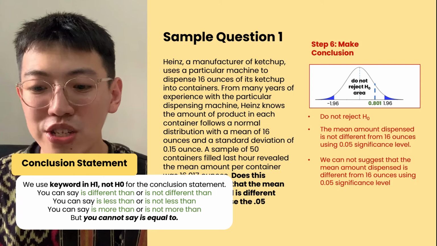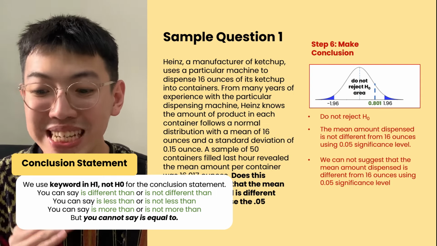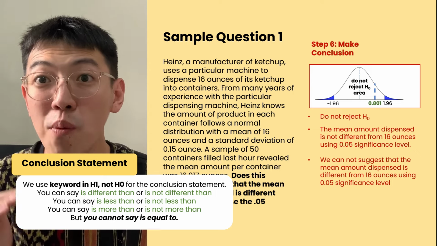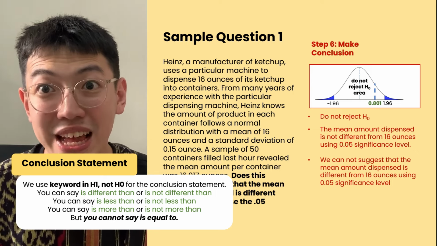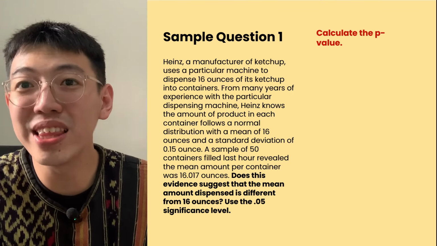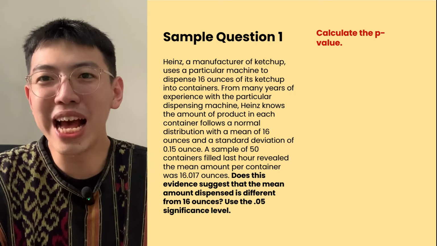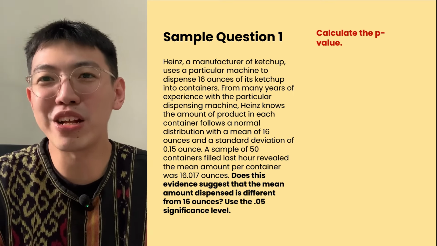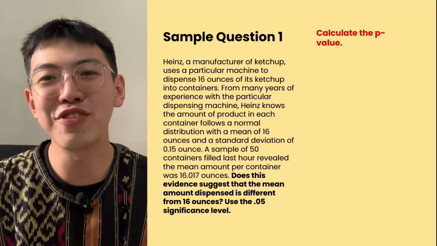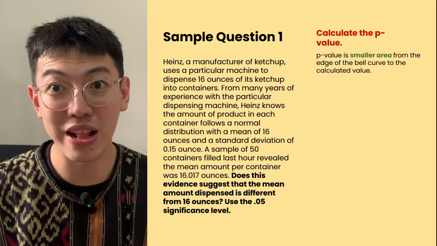Or you can also say we cannot suggest that the mean amount dispensed is different from 16 ounces using the 0.05 significance level. Now, what if the question asks you to find the p-value? When you use SPSS or Microsoft Excel, you can easily find the p-value. But through this video, I would like to give you the concept of how to calculate the p-value.